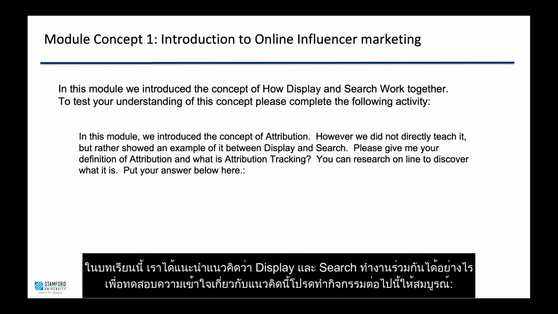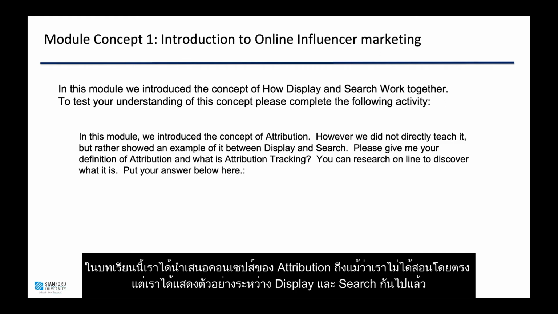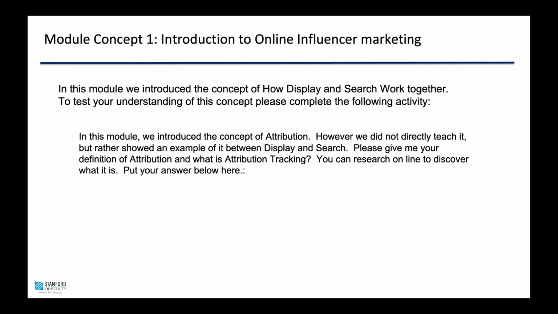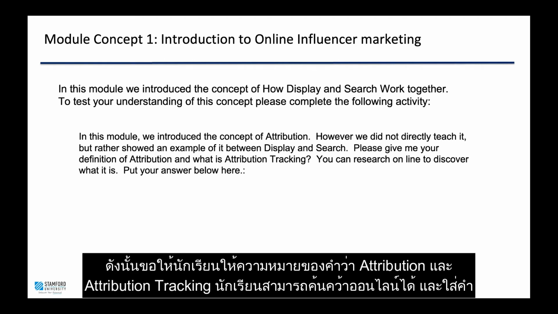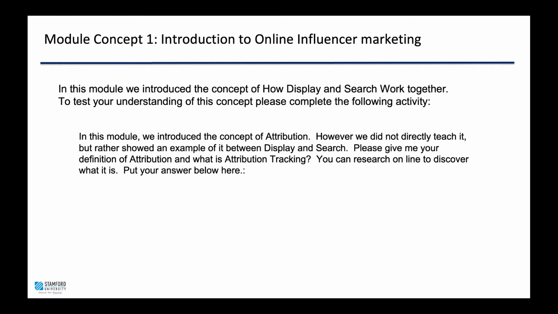So again, in this module, we introduced how display and search work together. And to test your understanding of this, I want you to complete this short activity. In this module, we introduced the concept of attribution. However, we did not directly teach it, but rather showed an example of attribution between display and search. So what I want you to do is please give me your definition of attribution and what is attribution tracking. You can research it online to discover exactly what it is, and I want you to put your answer right here below.